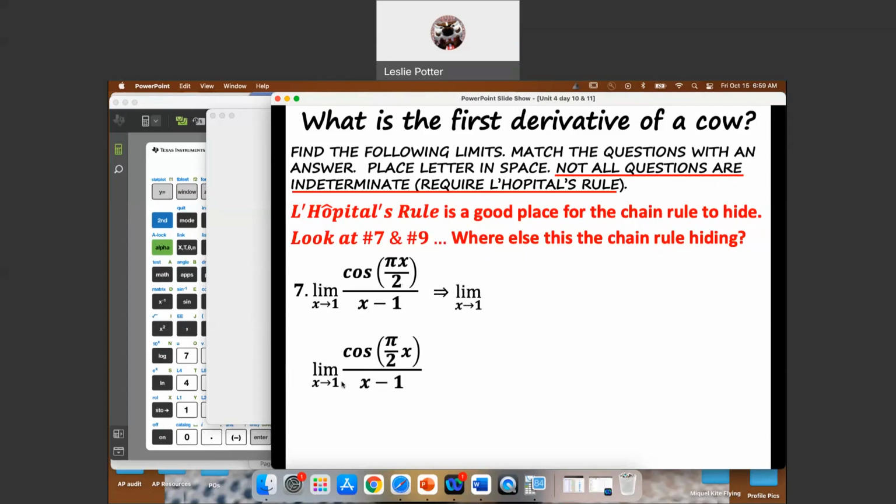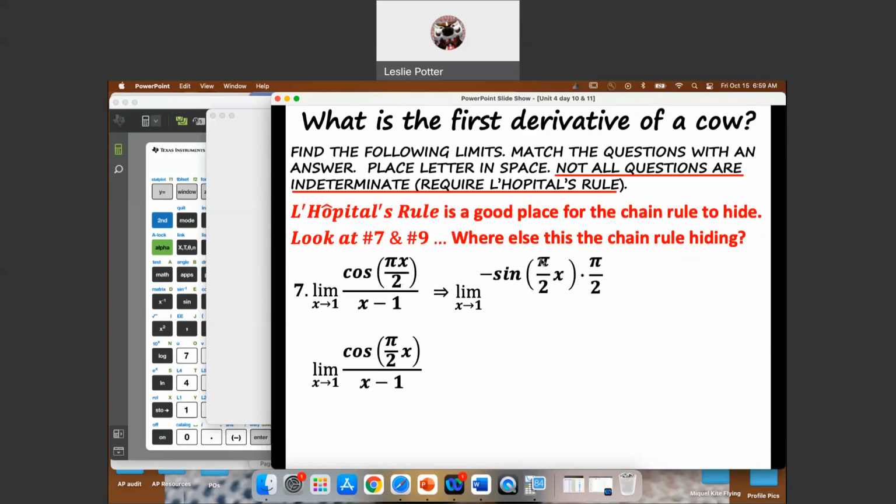We look at this, we plug in 1. Cosine of pi over 2 is 0, 1 minus 1 is 0. So we know we have an indeterminate form, so let's go ahead and differentiate. The derivative of cosine, the outside derivative, is minus sine of what? This stuff inside, minus sine of pi over 2x. And then the derivative of the inside is pi over 2.